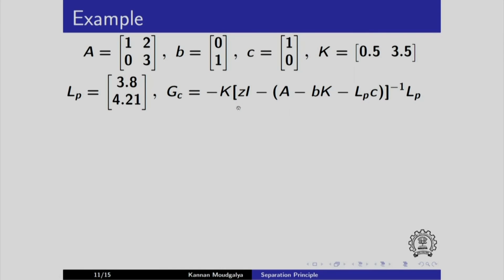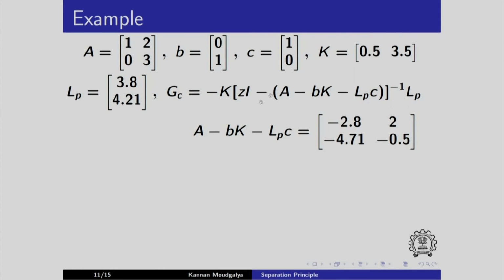Now let us use the conventional controller. Remember the expression we derived for U. From there we get this conventional controller GC as given here. And I have calculated A minus Bk minus LPC using this A, B, C, K and LP. By substituting here I get this.